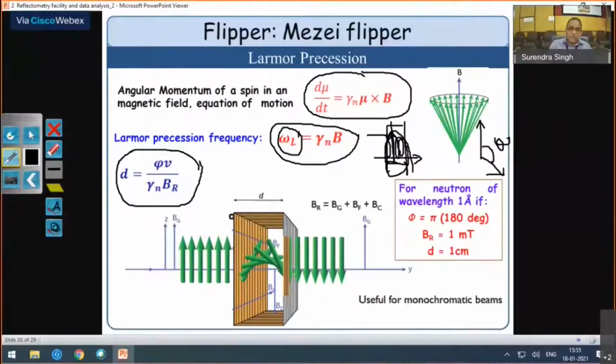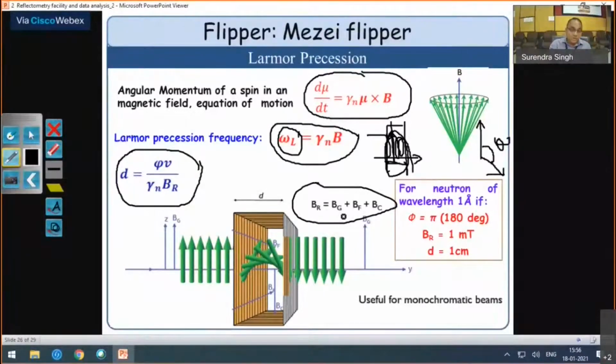Then you have a flipper over here, which is a magnetic field you apply perpendicular to the neutron spin, shown going into this plane. This is Bf, perpendicular to the spin of the neutron. You apply a uniform Bf along this distance D. But Bg is already in this direction, so to cancel out that Bg you have to apply Bc also, because you want only the perpendicular field Bf, no other field, in this D direction, a uniform field. That's why it is written here. So the total field is Br.